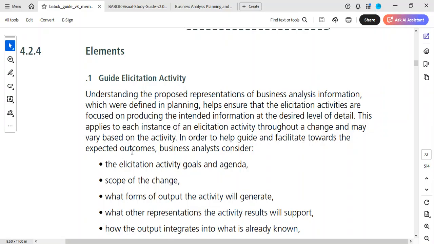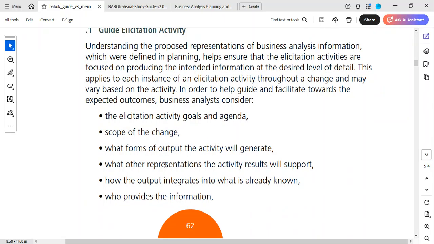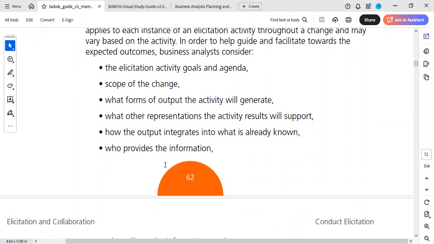This applies to each instance of an elicitation activity throughout a change and may vary based on the activity. In order to help guide and facilitate towards expected outcomes, business analysts consider the elicitation activity goals and agenda. What is the goal and agenda of this elicitation? Scope of the change. What is the scope? What should we cover? What shouldn't we touch? And stuff like that.